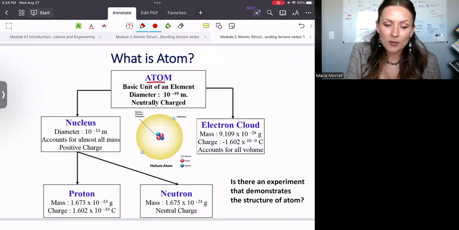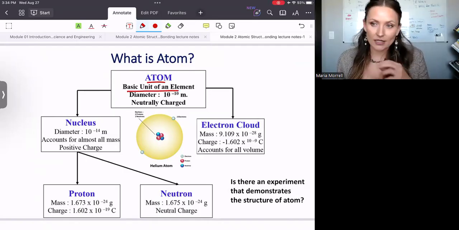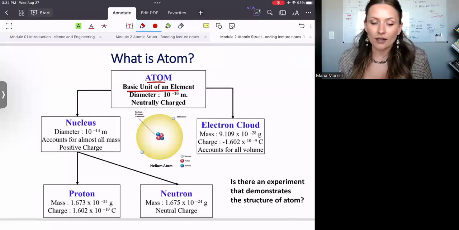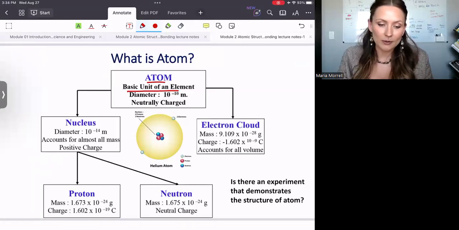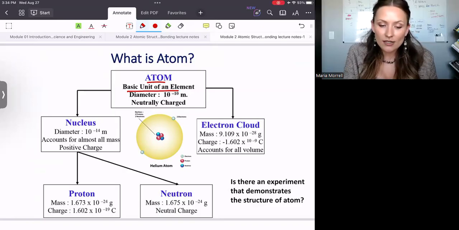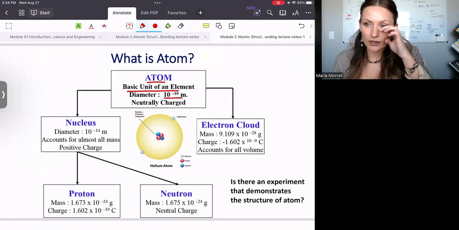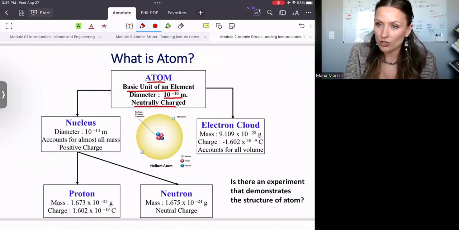Now, an atom is a basic unit of an element, right? Basically, this is the smallest part of an element. The tiniest is going to be the hydrogen atom. What we know is that the size or the diameter is usually 0.1 nanometers, and we also know that the atom is neutrally charged.